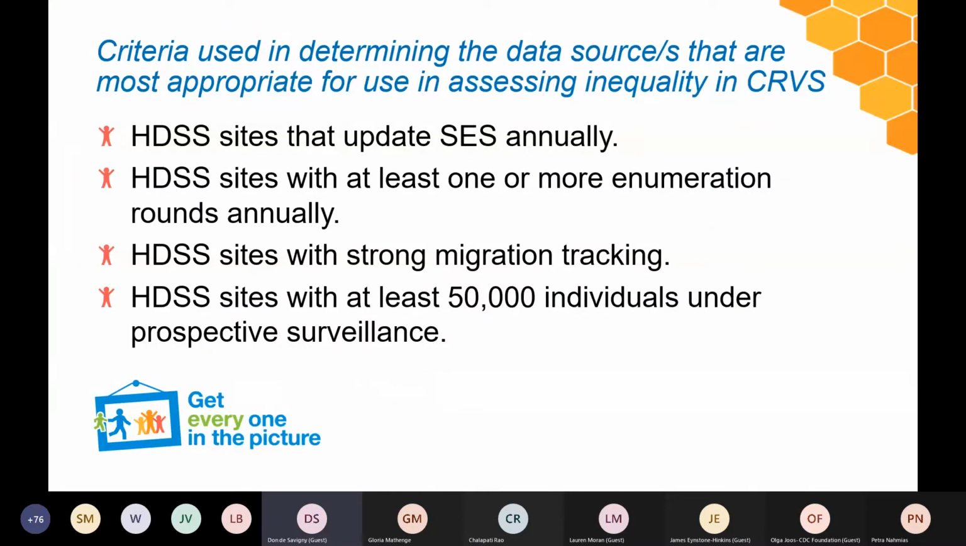So if you're going to use these sites to assess your CRVS, you would want to pick sites which update their socioeconomic status annually, sites which do at least 1 census re-enumeration each year, ideally 3 to get pregnancy outcomes, and sites with strong migration tracking, because the denominators are driven a lot by migration in and out, and that has to be tracked very well if you're going to have a good assessment of completeness. And sites with at least 50,000 individuals under prospective surveillance, and most sites are at least that big. So next slide.